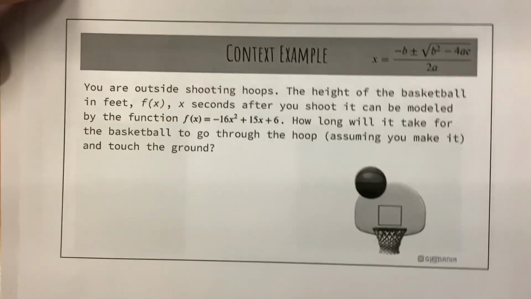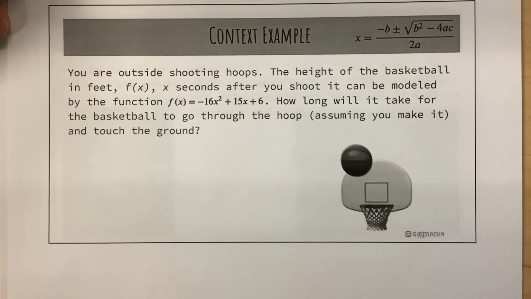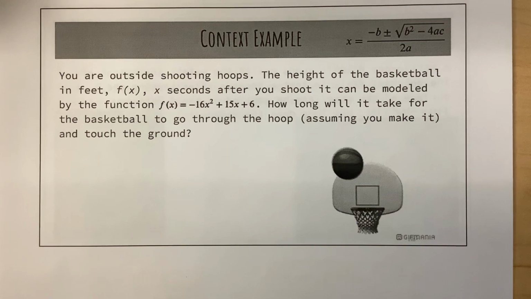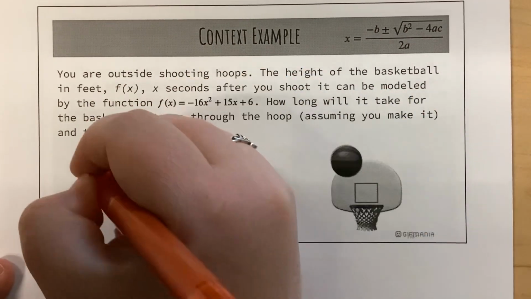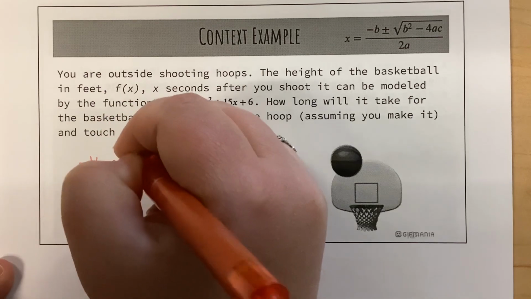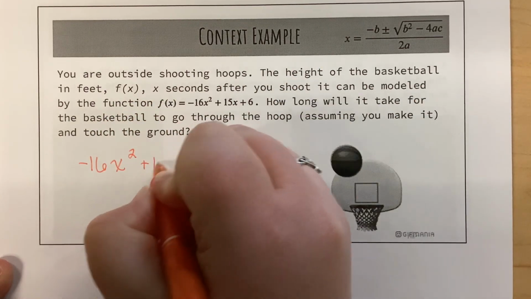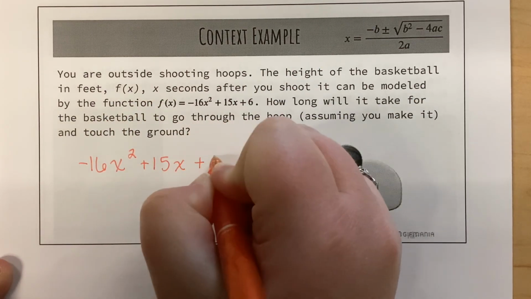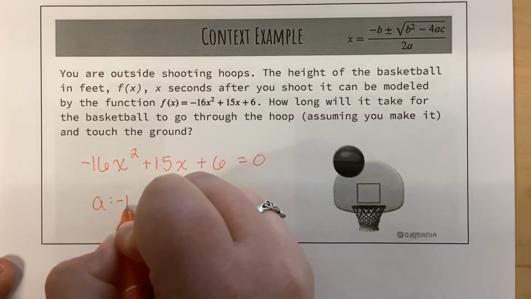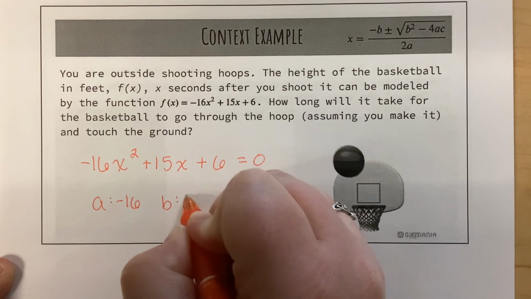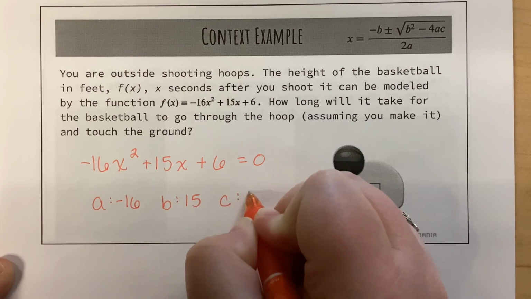You are outside shooting hoops. The height of the basketball in feet, which is f of x seconds after you shoot it, can be modeled by the function you see. How long will it take for the basketball to go through the hoop, assuming you make it, and touch the ground? All right, so once again, we're going to set it equal to 0. So negative 16x squared plus 15x plus 6 equals 0. Our a value is negative 16, b is 15, and c is 6.